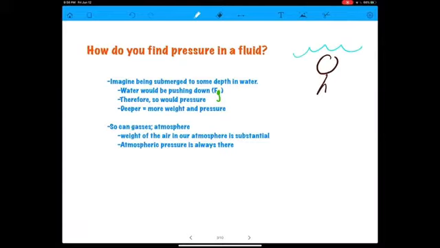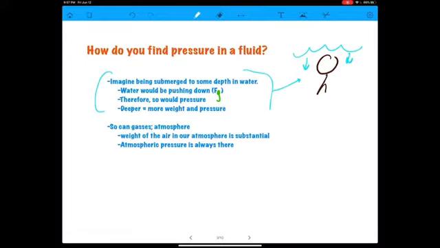The water above you will be pushing down on you because of gravity, and would therefore be exerting pressure on you. So this is kind of like the statement that I made in this area of text here. And now if you go deeper, there will be more water above you, so the weight and pressure from the water would increase as well.